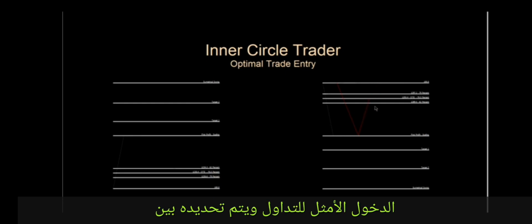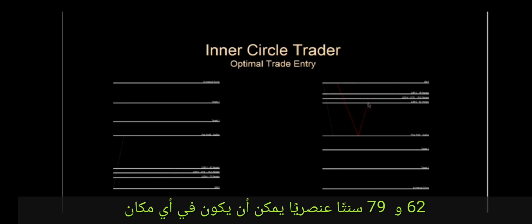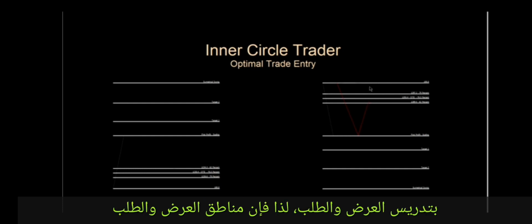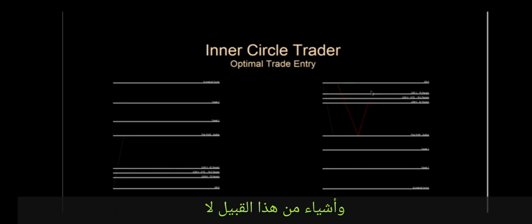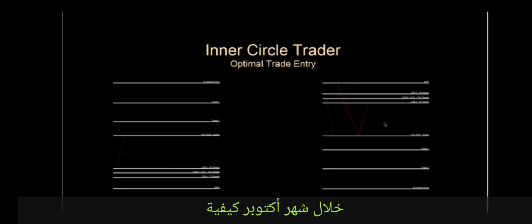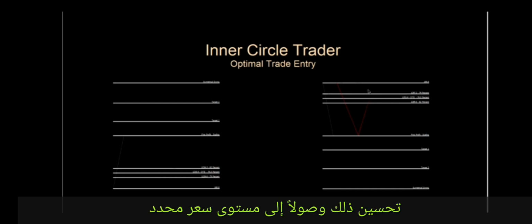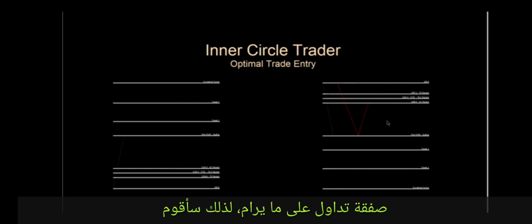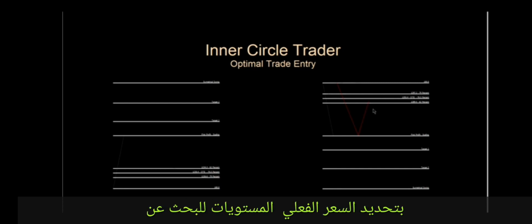Back into optimal trade entry, that's defined between 62 and 79% trade level. It could be anywhere in here. Now the problem is I'm not teaching supply and demand. So supply and demand zones and stuff like that, I don't do those types of things. I look for specific price levels, and I'll teach you through the month of October how to refine that down to a specific price level and not just wonder where it is in that zone that you're going to be taking a trade at. Okay, so I'm going to give you actual price levels to look for.